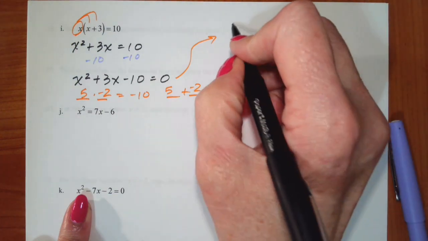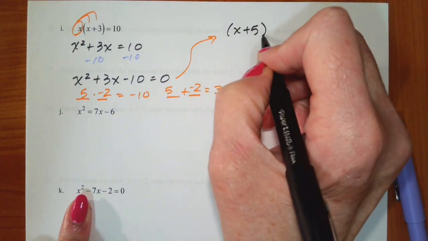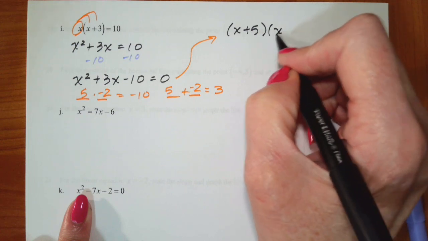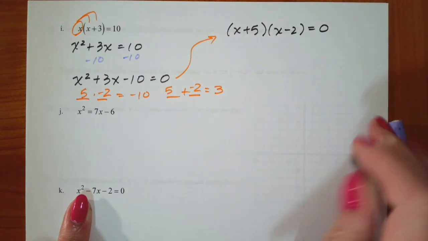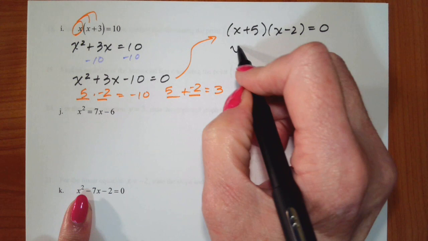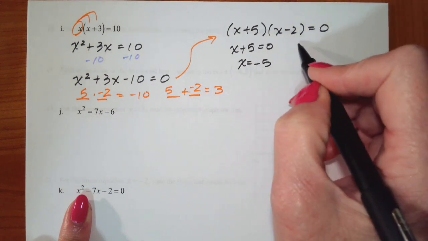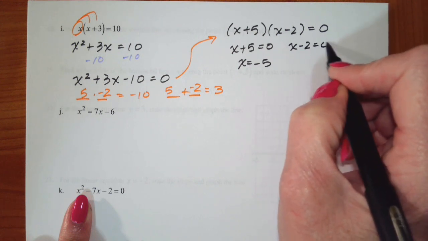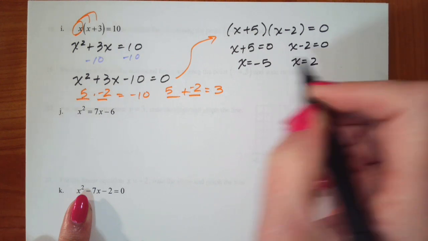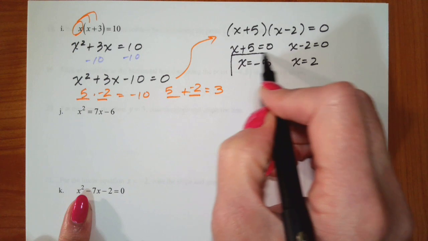So this becomes x plus 5 times x minus 2 is equal to 0. So if x plus 5 equals 0, then x equals -5. If x minus 2 is 0, then x equals 2. And there are my solutions.